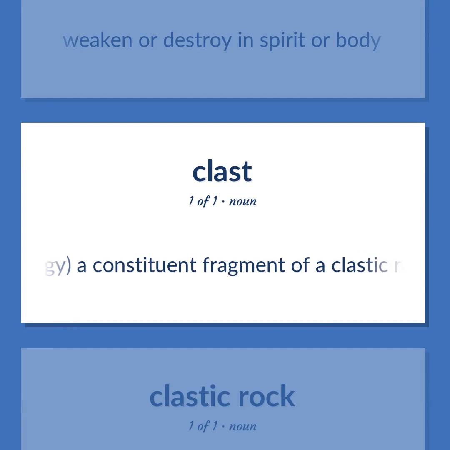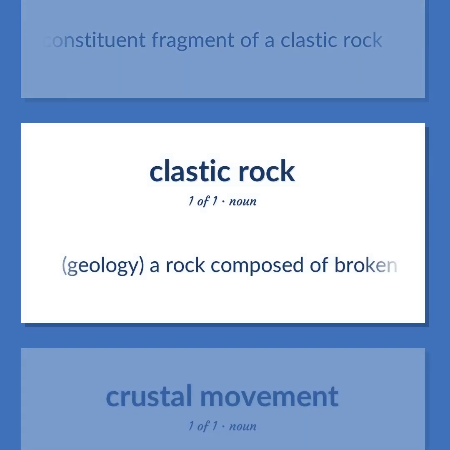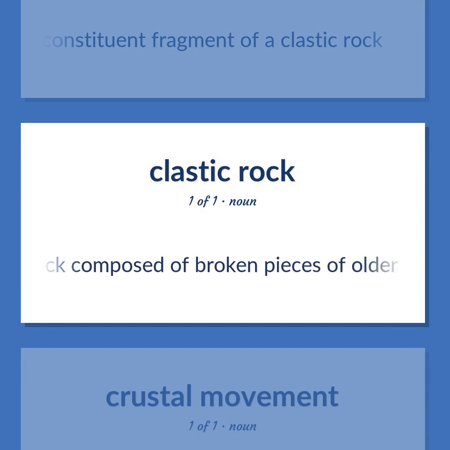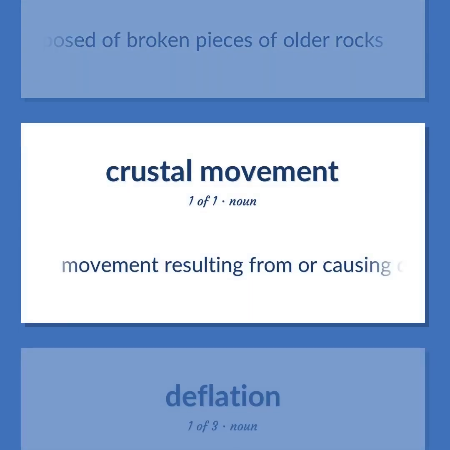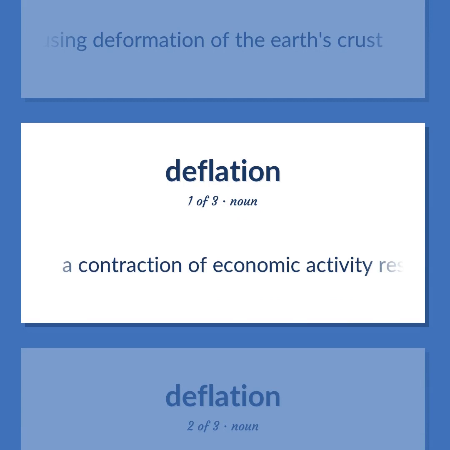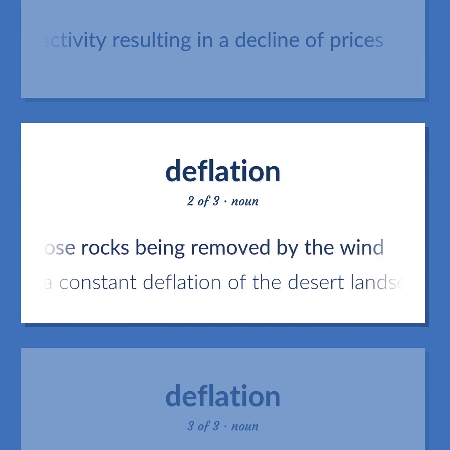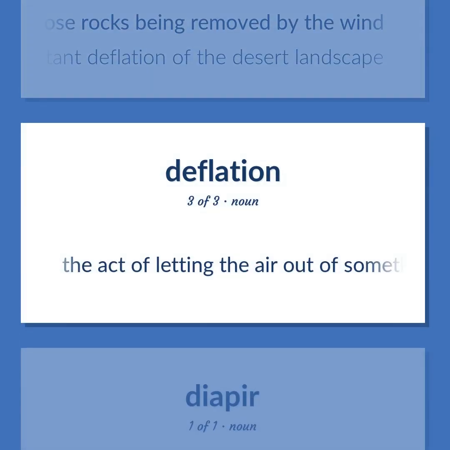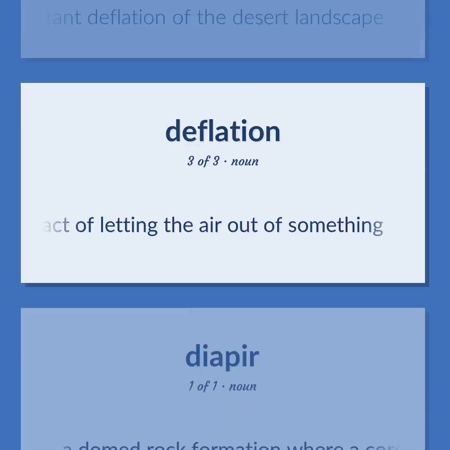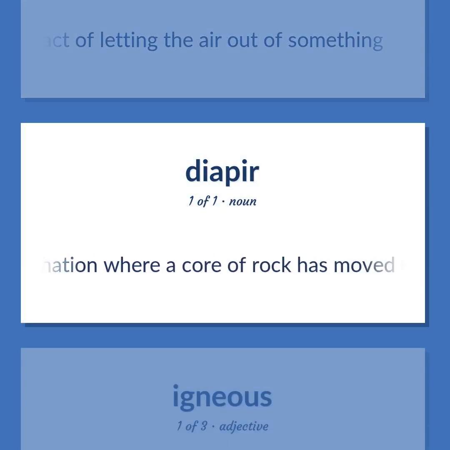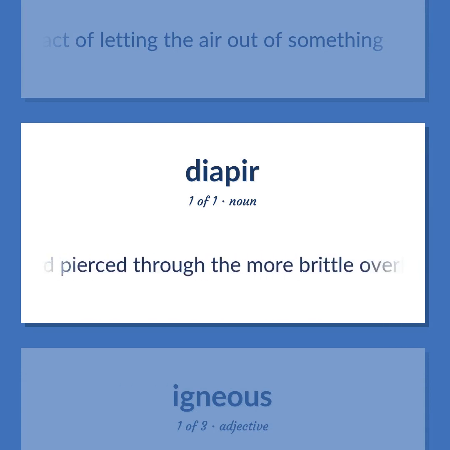Geology, a constituent fragment of a clastic rock. Geology, a rock composed of broken pieces of older rocks. Movement resulting from or causing deformation of the Earth's crust. A contraction of economic activity resulting in a decline of prices. Geology, the erosion of soil as a consequence of sand and dust and loose rocks being removed by the wind. A constant deflation of the desert landscape. The act of letting the air out of something. A domed rock formation where a core of rock has moved upward and pierced through the more brittle overlying strata.